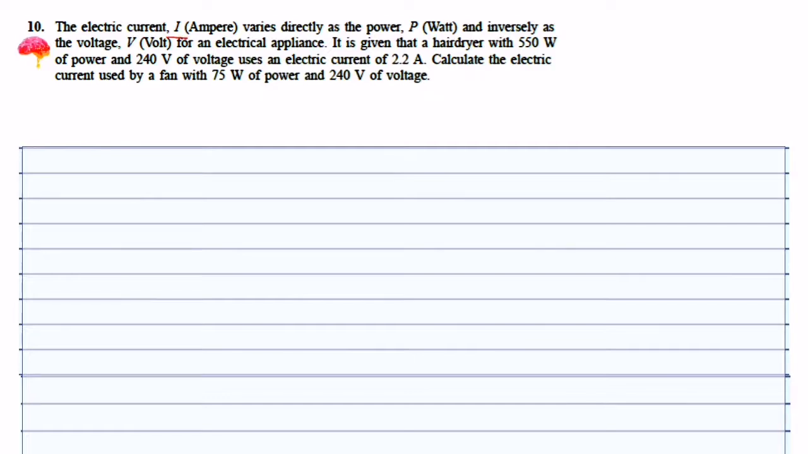So we start with I varies directly as the power P, inversely as the voltage V. Okay, if we write it in equation form, it's like this: I equals kP over V.